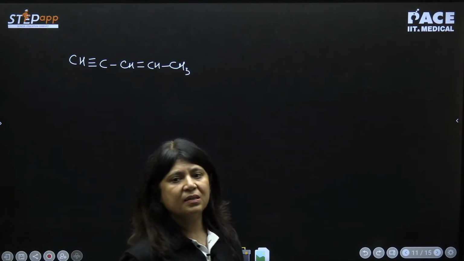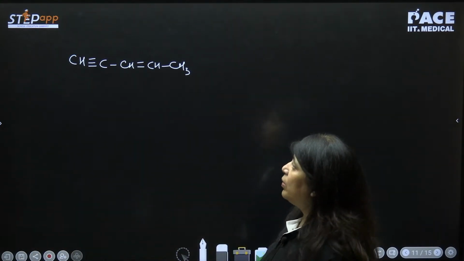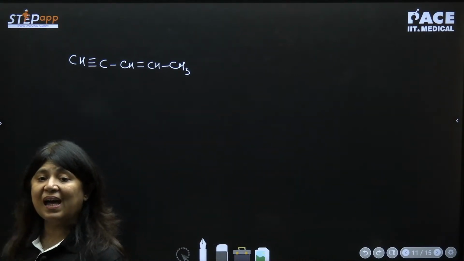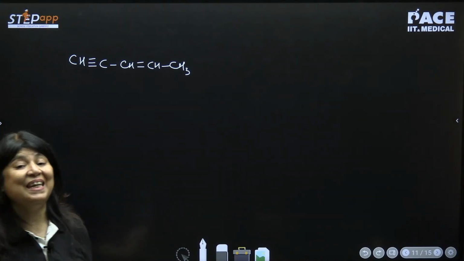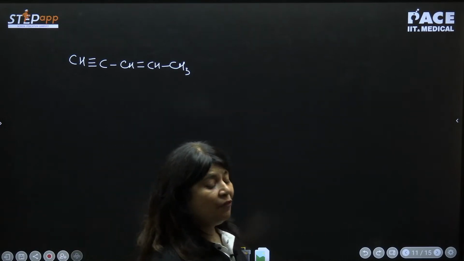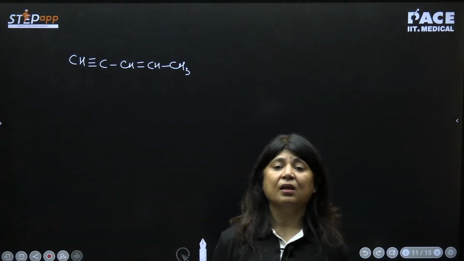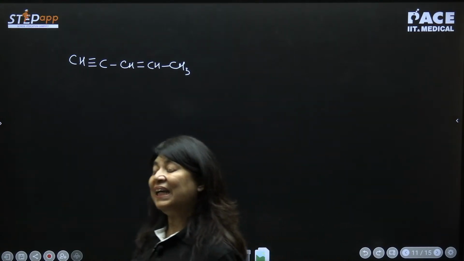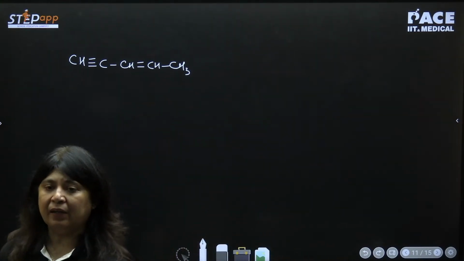Okay, now let's say this compound. This compound has both double as well as triple bond. So the compound has yne as well as ene. Alphabetically, ene, E comes before Y. So I'm going to write ene before yne.